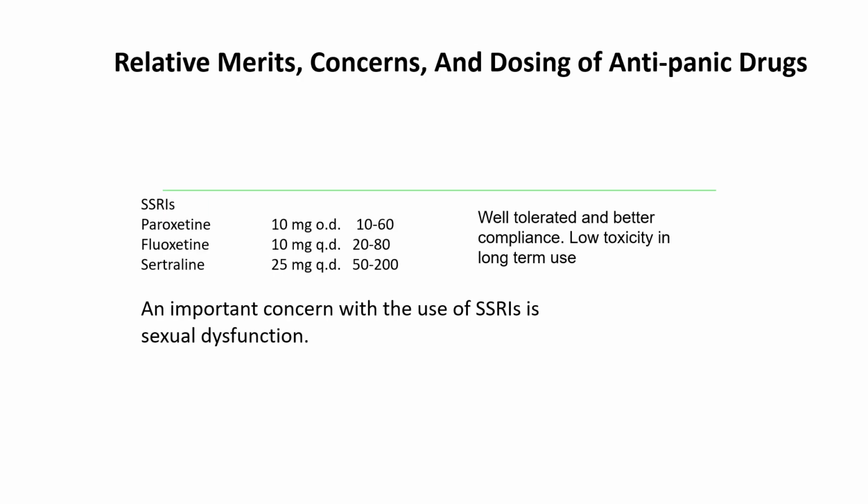SSRIs are the most commonly used drugs for long-term treatment of panic disorders, most commonly paroxetine, starting at 10 mg once daily, with an adjusted dose between 10 to 16 mg. It is well tolerated, with better compliance and low toxicity in long-term use. Fluoxetine is started at 10 mg once daily, with doses of 20 to 80 mg maximum, and sertraline 25 mg once daily, with an adjusted dose between 50 to 100 mg. The important concern with SSRIs is that they cause sexual dysfunction, which is the most concerning reason for discontinuation for patients.